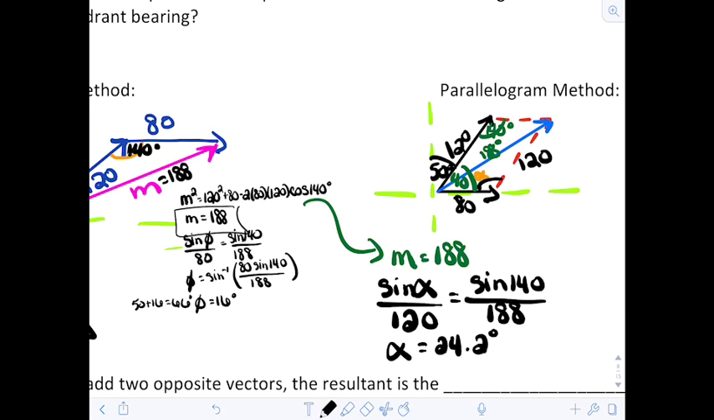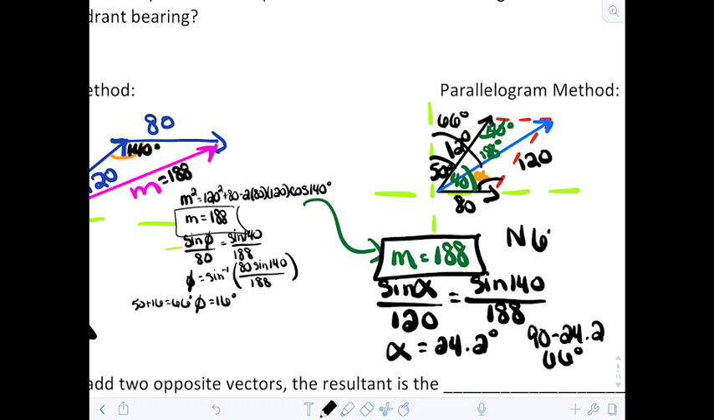A little different way of looking at it. So if I take then 90 minus 24.2, or 24, I get 66 degrees. So once again, I know that my angle is 66 degrees, my quadrant bearing. So magnitude is still 188, and I still am north 66 degrees east.